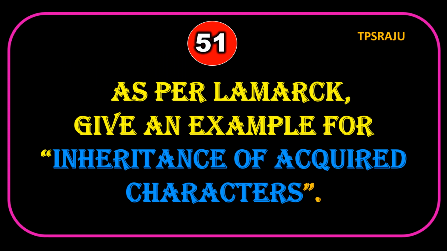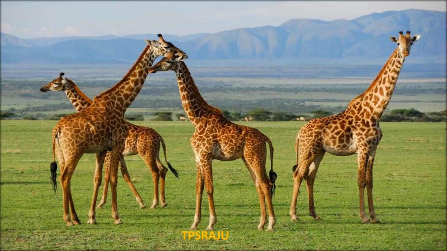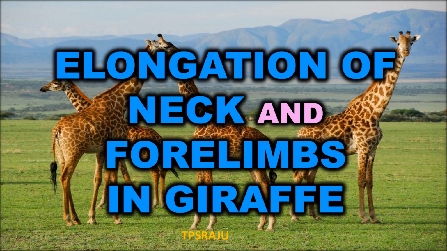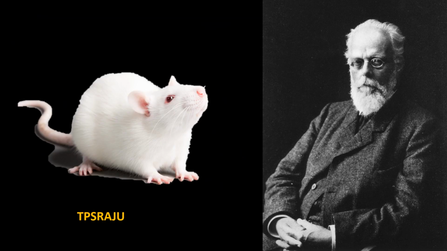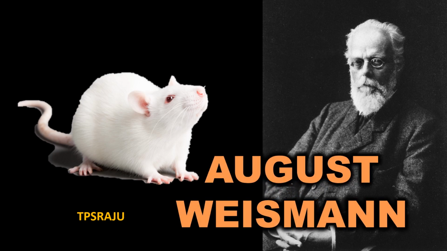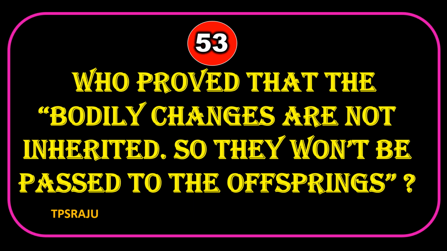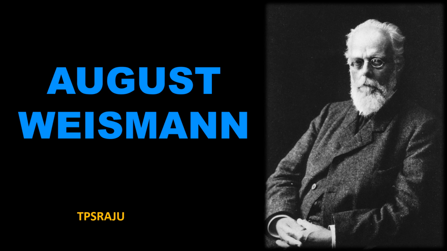As per Lamarck, give an example for inheritance of acquired characters. Elongation of neck and forelimbs in giraffe. Who did experiments on rats and proved Lamarck's theory was incorrect? August Weismann. Who proved that the bodily changes are not inherited, so they won't be passed to the offsprings? August Weismann.